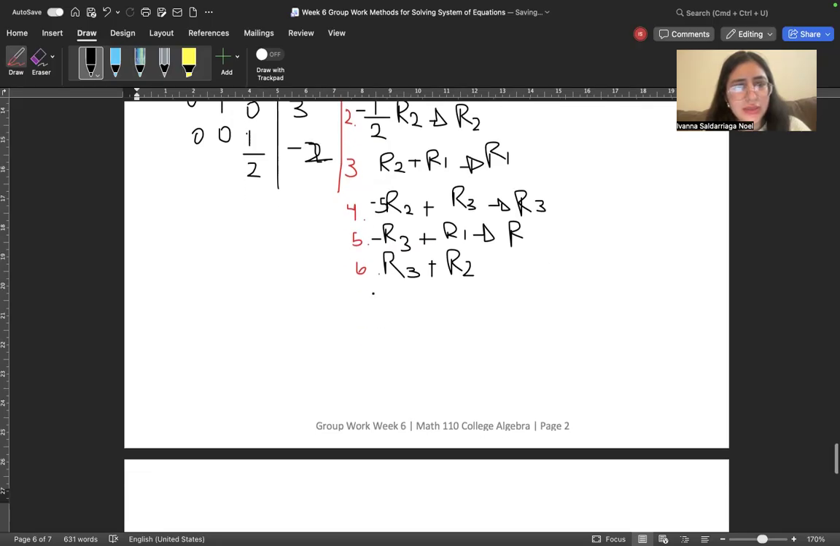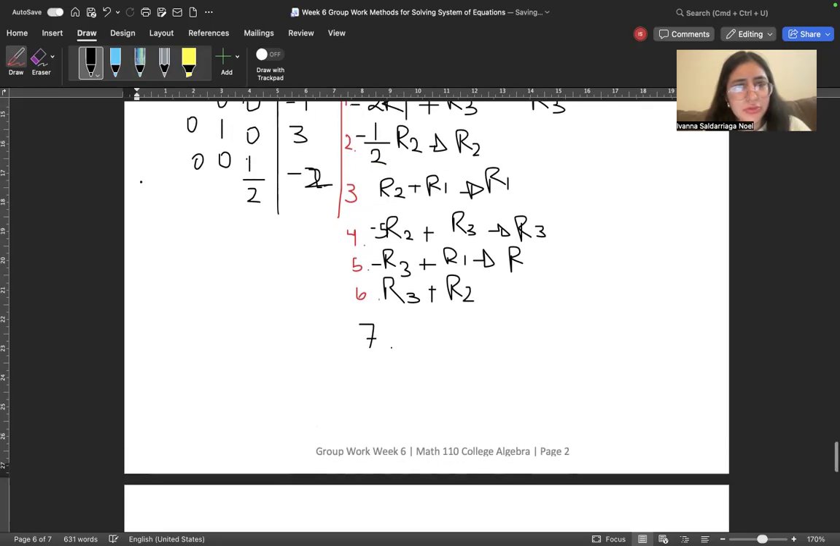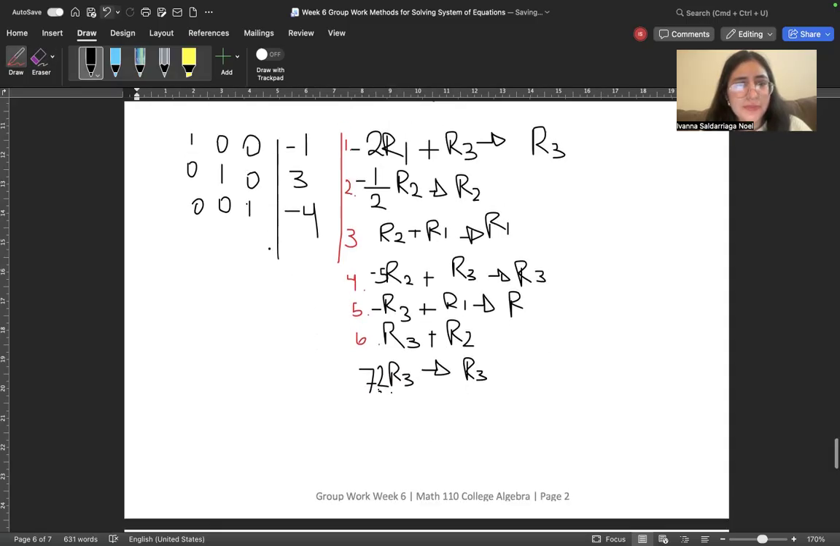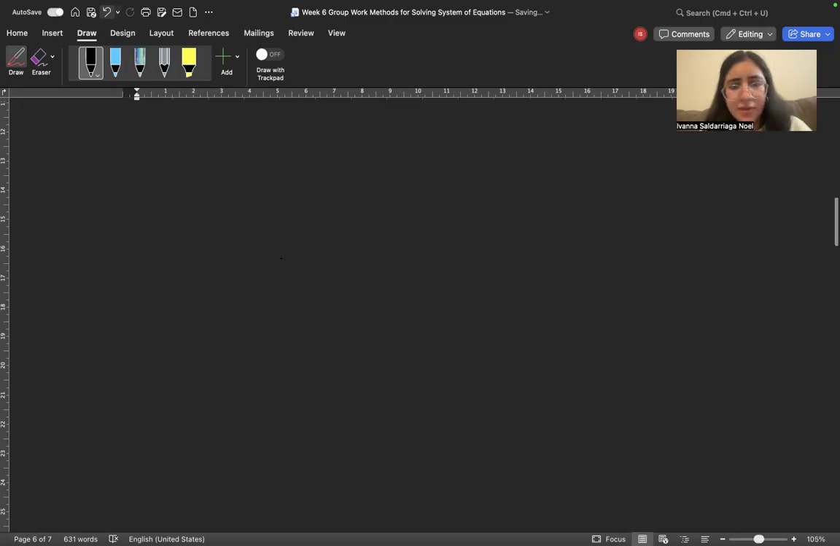Okay, and lastly, for row 3, which is multiplied by 2 because it's the number we're trying to get. We need to multiply to become 1. So row 3, times 2, goes into row 3, and this number becomes 1. Oops, this number becomes 1, and this number becomes -4. Okay, that's what I got on the first one.